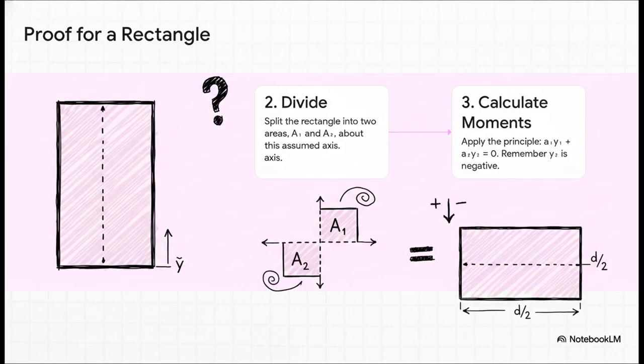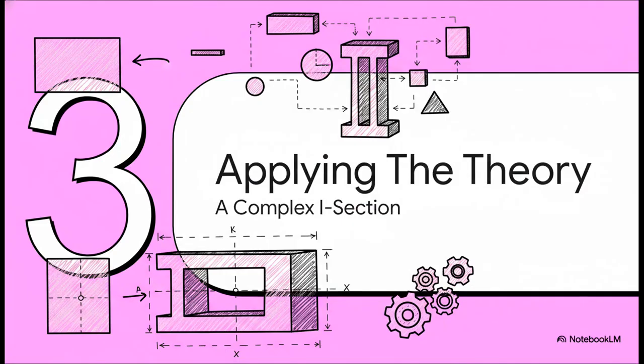After you work through the algebra, the calculation reveals that y bar equals d over 2. This is our calculated result, and it proves what we already knew intuitively. The centroid is right in the geometric center. Okay, the rectangle was easy, right? But how does this theoretical method hold up when you're faced with a composite shape, the kind you're actually going to see in your exams? Let's take this method and apply it to a much more challenging I section.